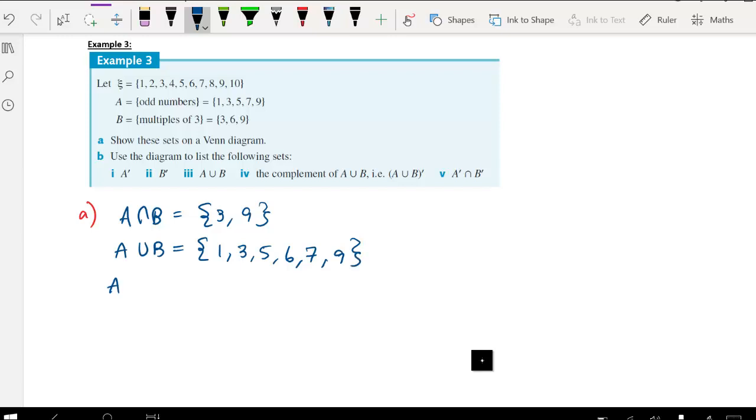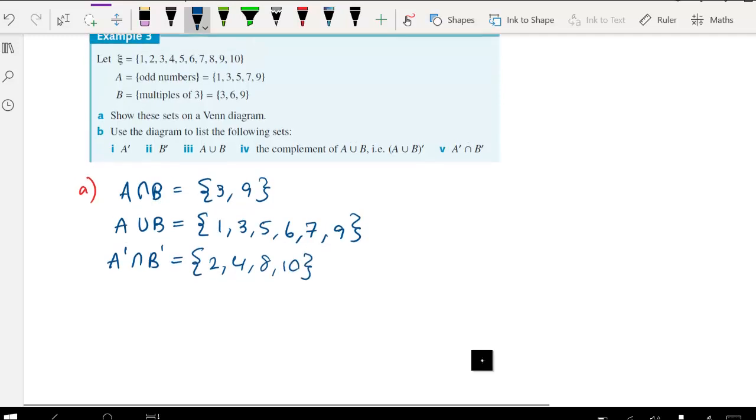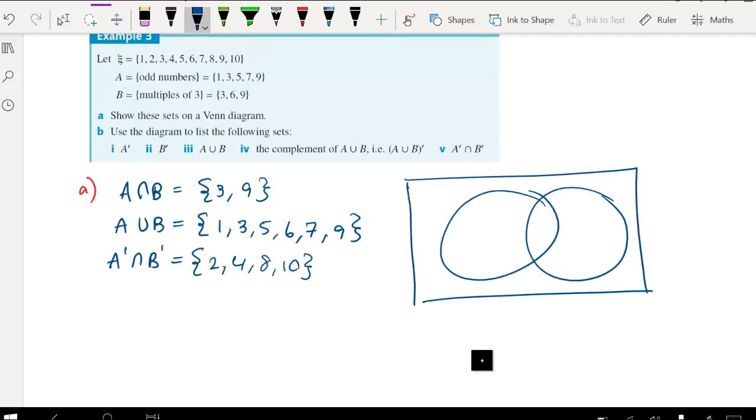And the values that exist outside of the subsets A and B, but still part of the universal set, are 2, 4, 8, and 10. So when we draw our Venn diagram then, we have 3 and 9. We have 6 over as part of B. And as part of A, we have 1 and 5 and 7. And then we have 2, 4, 8, and 10 on the outside.